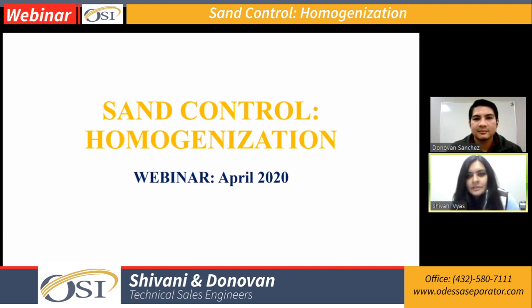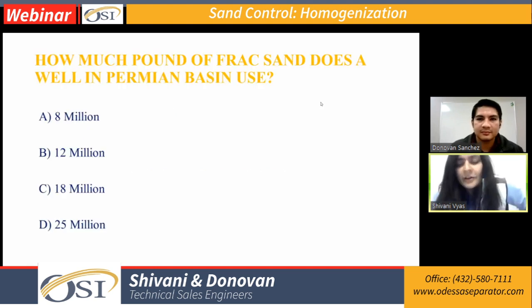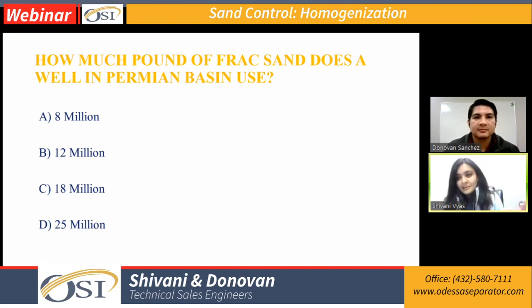Whenever we're talking about sand control, it is really critical to talk about the frac sand. So Donovan, if you want to go next. Let's go ahead and guess how much frac sand an average well in the Permian Basin needs. If y'all can go ahead and type your answers: is it 8 million, 12 million, 18 million or 25 million? We'll give you a few seconds to go ahead and answer that.